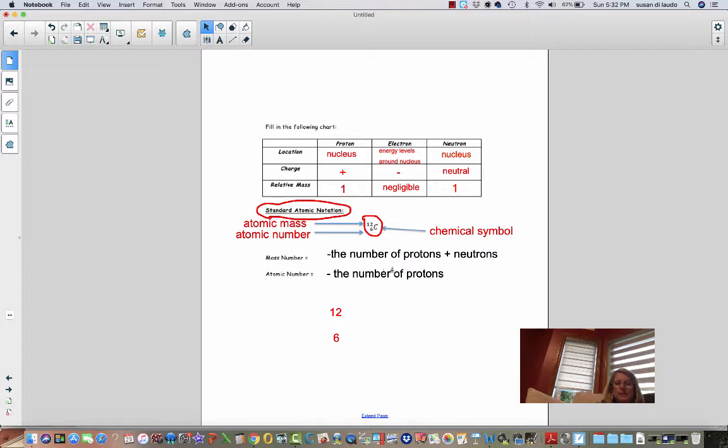Okay, so the mass number, the number of protons plus neutrons. So for carbon, that's 12. The atomic number, which is just the number of protons, for carbon, that's 6. And if you take a look on your periodic tables, then you will see that the atomic number is written in the top left, and usually the mass number is written underneath the chemical symbol.